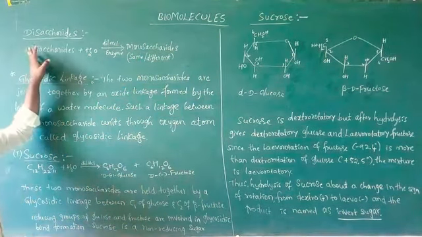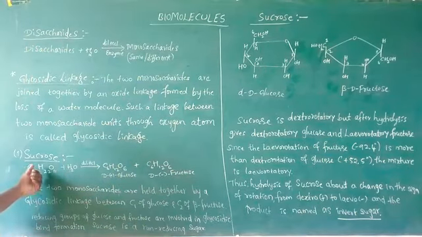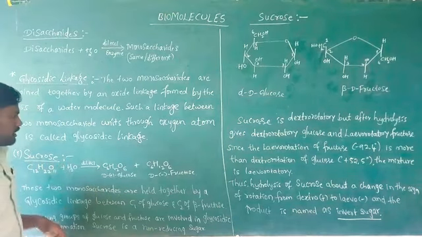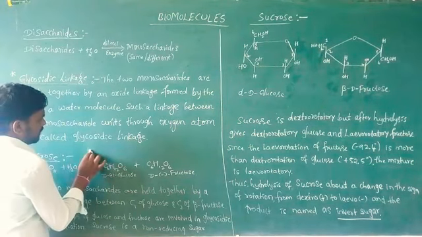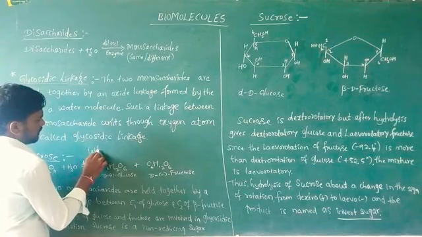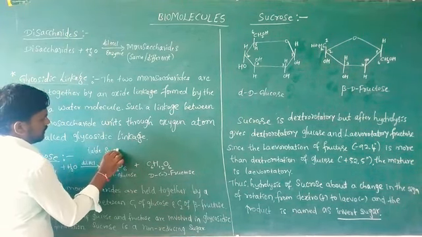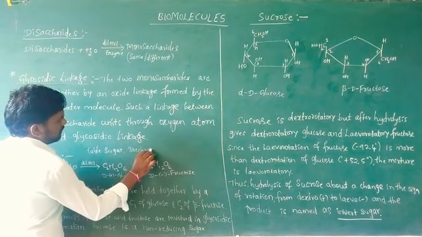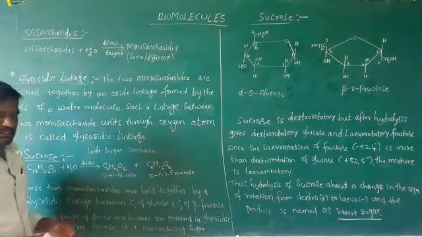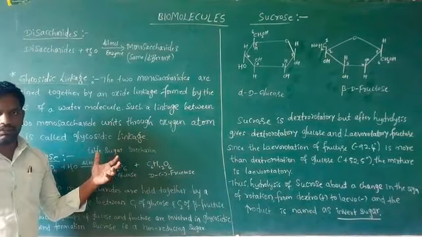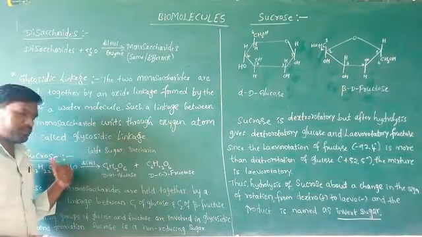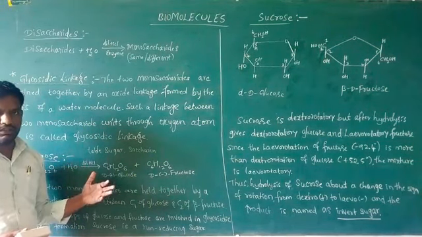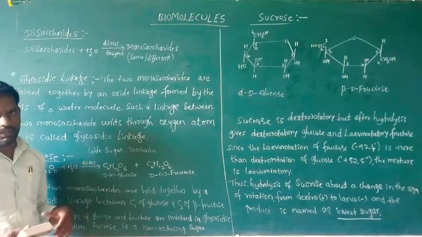This is called a disaccharide. Now, an example of a disaccharide is sucrose. Sucrose is commonly called table sugar or saccharin. What is the source? The main source of sucrose is cane sugar. As for its physical properties, it is a white, odorless, crystalline powder.